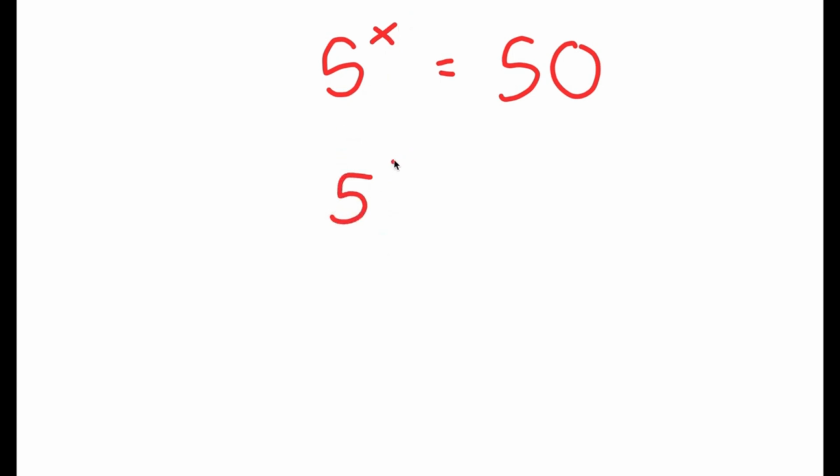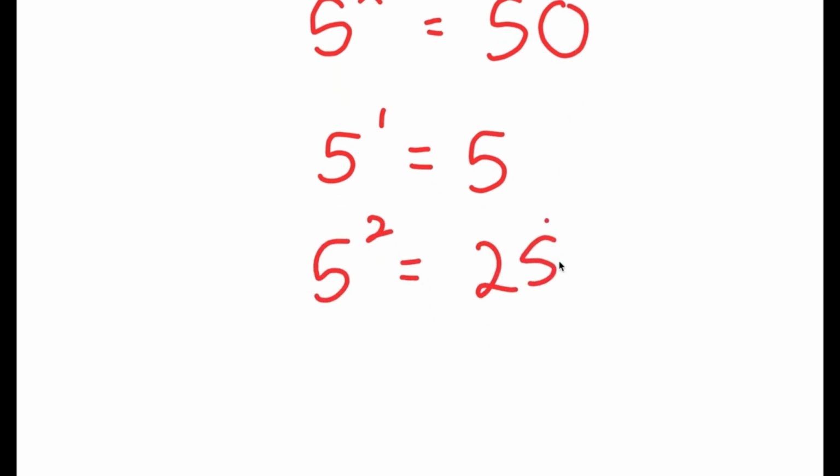Alright, so in this video, I'm going to be solving the equation 5 to the power of x is equal to 50. So to first start with this problem, let's test different values of x. So if x is 1, then I get 5 to the power of 1, which is equal to 5, and this is too low. Now if x equals 2, I get 5 to the power of 2, which is 25, and this again is too low.